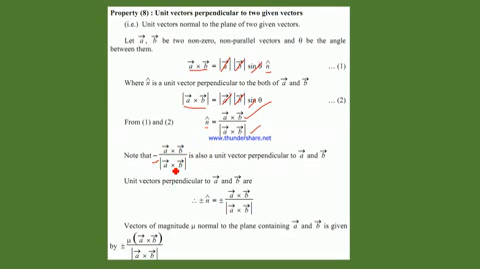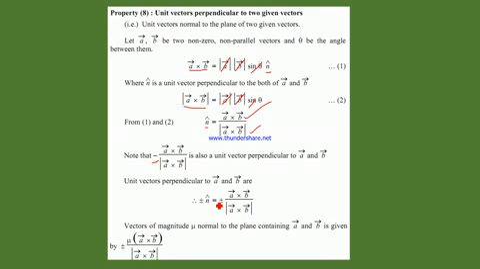minus A cross B divided by modulus of A cross B is also a unit vector perpendicular to vector A and vector B. So if we generalize, n cap can be positive or negative, right? That's why the unit vectors perpendicular to A vector and B vector are plus or minus n cap, equal to plus or minus A cross B by modulus of A cross B.